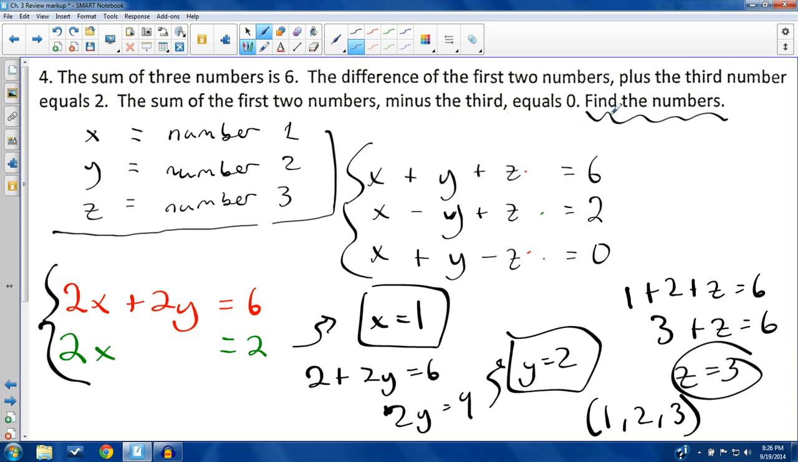Answer the question that's asked. Because what's important? They might not ask you to solve for the variables you define. They might say, what is the sum? Well, not obviously what is the sum, but what is the second number, right? You want to answer what they ask.